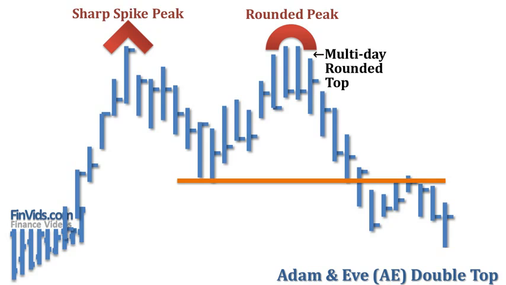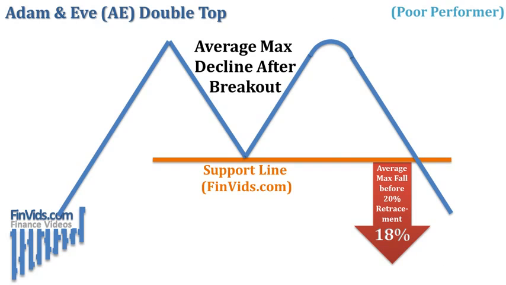Here we have the Adam and Eve double top. The first left peak is usually a single one-day spike peak, whereas the second right peak is more rounded and occurs over multiple days. The average maximum decline for the Adam and Eve double top is approximately 18%. Note that Bulkowski claims that this is a very poor performer.